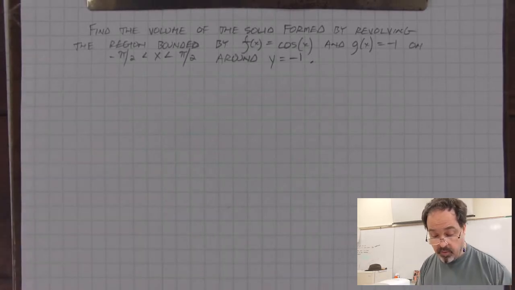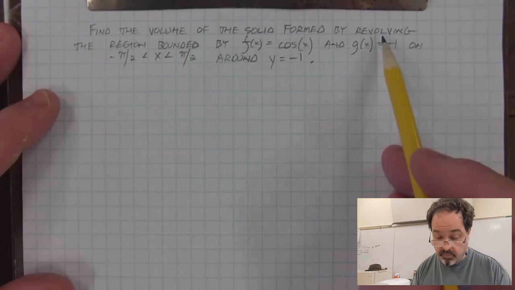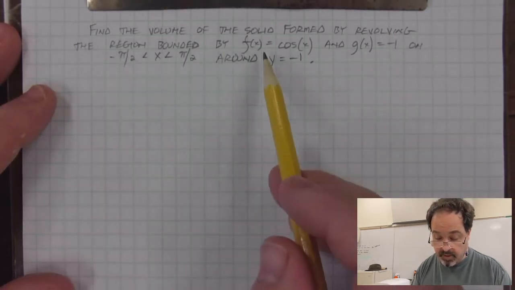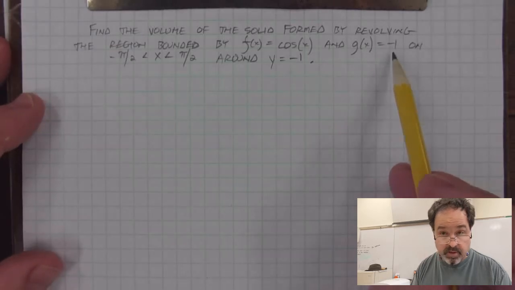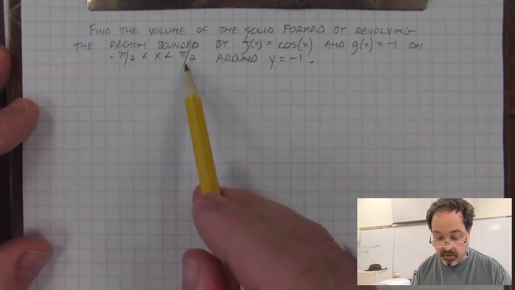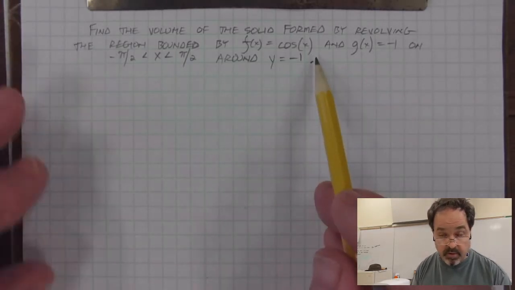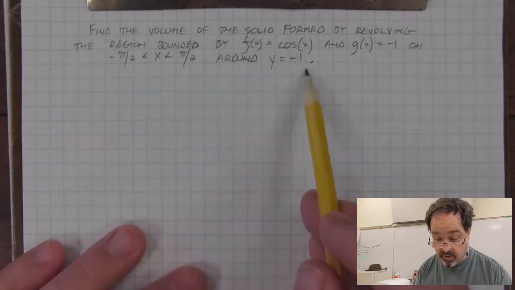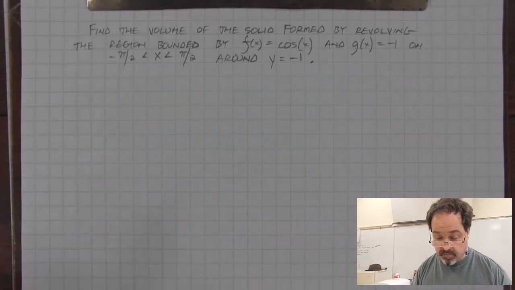I have a sample problem here. Find the volume of the solid formed by revolving the region bounded by f of x is equal to cosine x and g of x is equal to -1 on the interval from negative pi over 2 to pi over 2 around y is equal to -1. And it's this last bit, that we're going to revolve around a line that is not an axis, that is the reason why this example is being given.